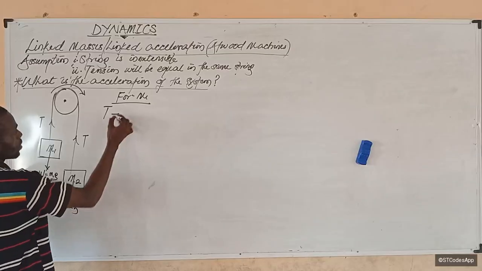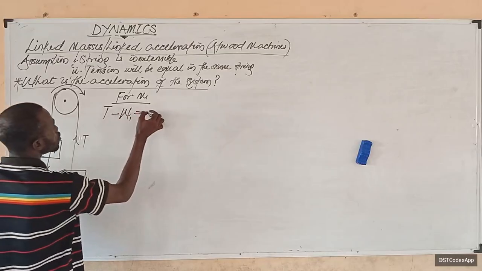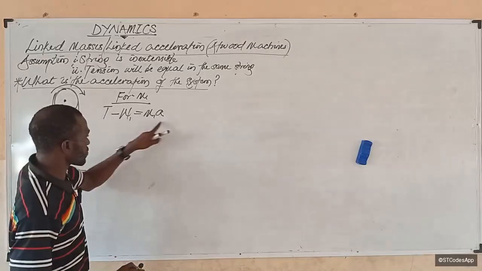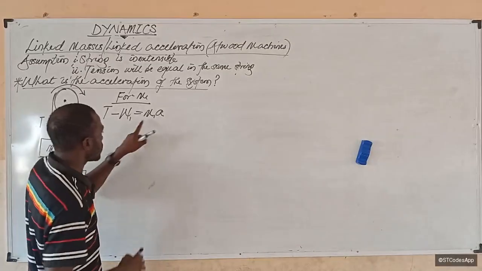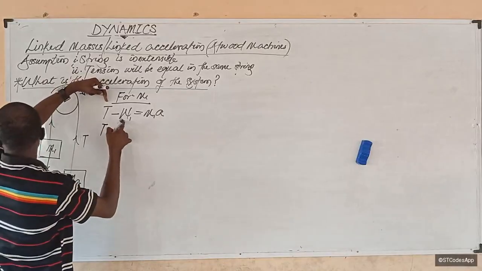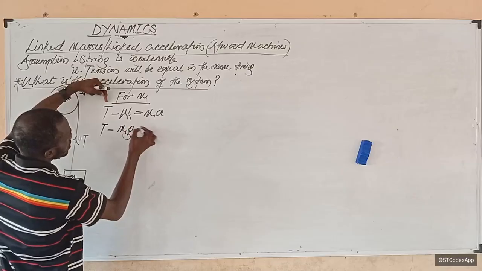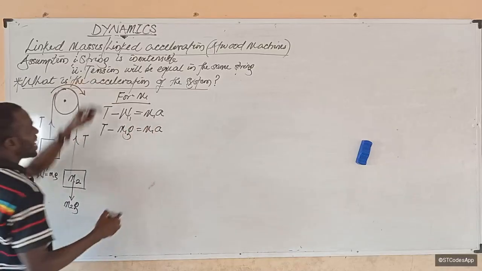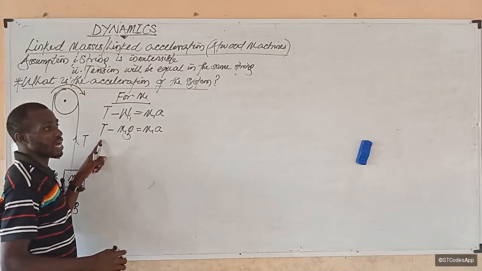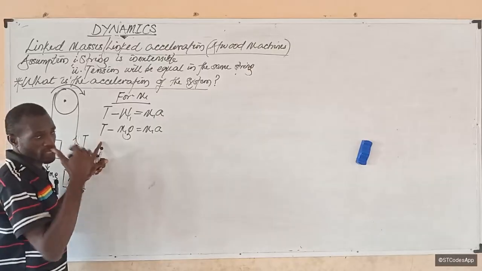Weight 1 will lead to what? Acceleration of M1A. That's the net force. Is that clear? So the tension minus weight 1, that is M1G, is equal to what? M1A. Let's write this equation in terms of T. Let's make T the subject. Why?